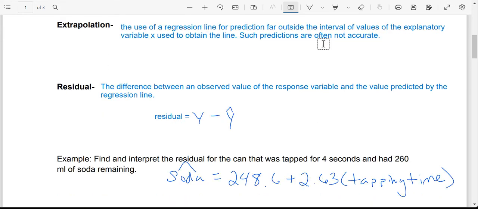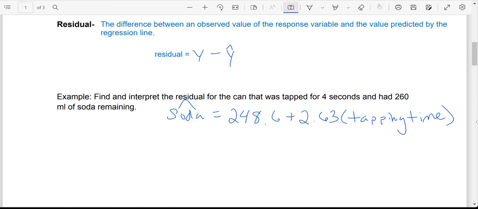Extrapolation is usually something that you probably saw a lot of in your algebra courses, because there's always an example to help you predict what's going to happen with a given linear function or whatever type of function. And what this means is use of a regression line for prediction far outside the interval of values of the explanatory variable x used to obtain the line. They're usually not accurate. So if I was giving you a scatter plot with values between 0 and 100, and I asked you to predict what 200 was, this would be the example of that, because 200 is so far outside of it.